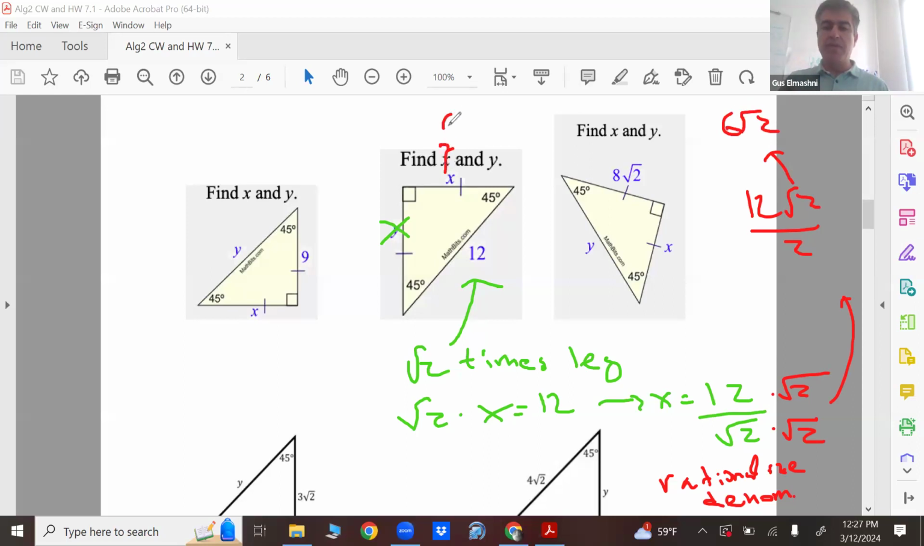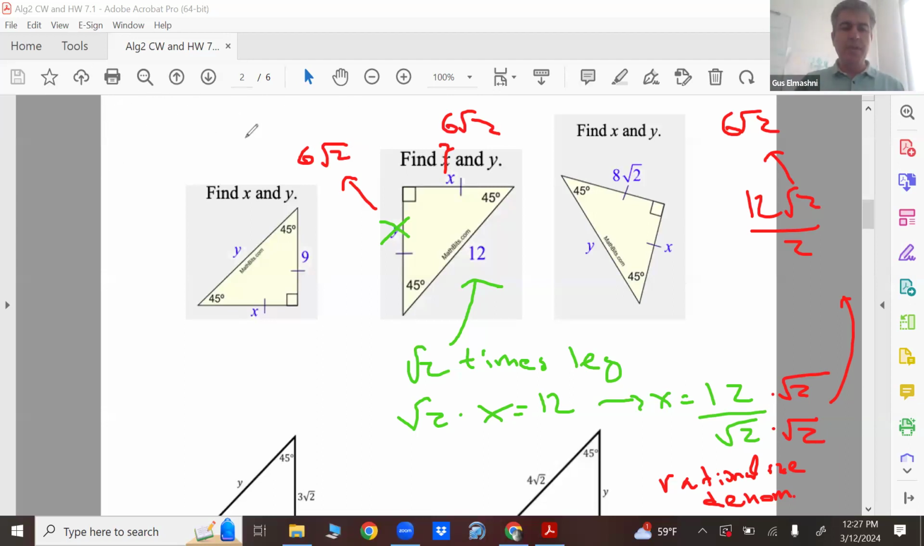So that's 6 root 2, and that's 6 root 2. If you wrote 12 over root 2, I wouldn't hold that against you. I just think it's in your best interest to make it cleaner, just for the things you do down the road with math. So 6 root 2.